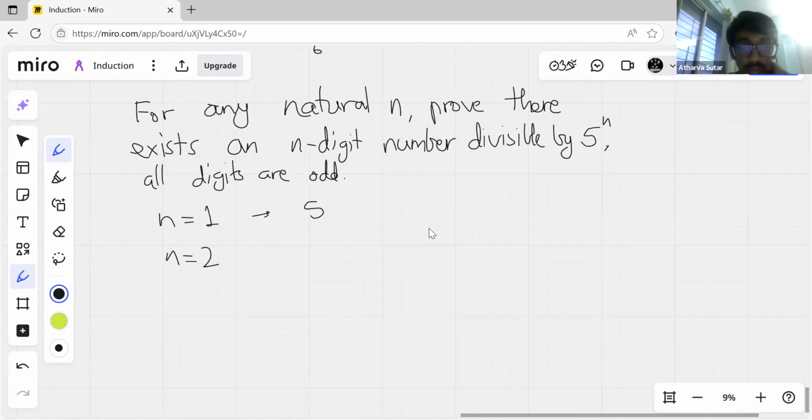Yeah, this is an extra condition. All of the digits have to be odd. So yeah, for n equals 1, you have 5. Then for n equals 2, you have 75, which is a multiple of 5 squared. For n equals 3, you have 375, and so on. I added the condition later. My bad. All the digits have to be odd.